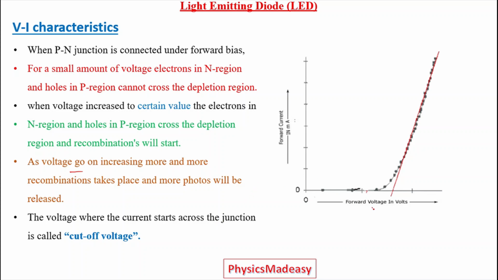For this, we have taken voltage on the x-axis and current on the y-axis. Now for small voltages, there is no current flow across the junction, no photons. So this one is 0. From this point onwards, current starts increasing with the voltage. Now this voltage is taken as the cutoff voltage.